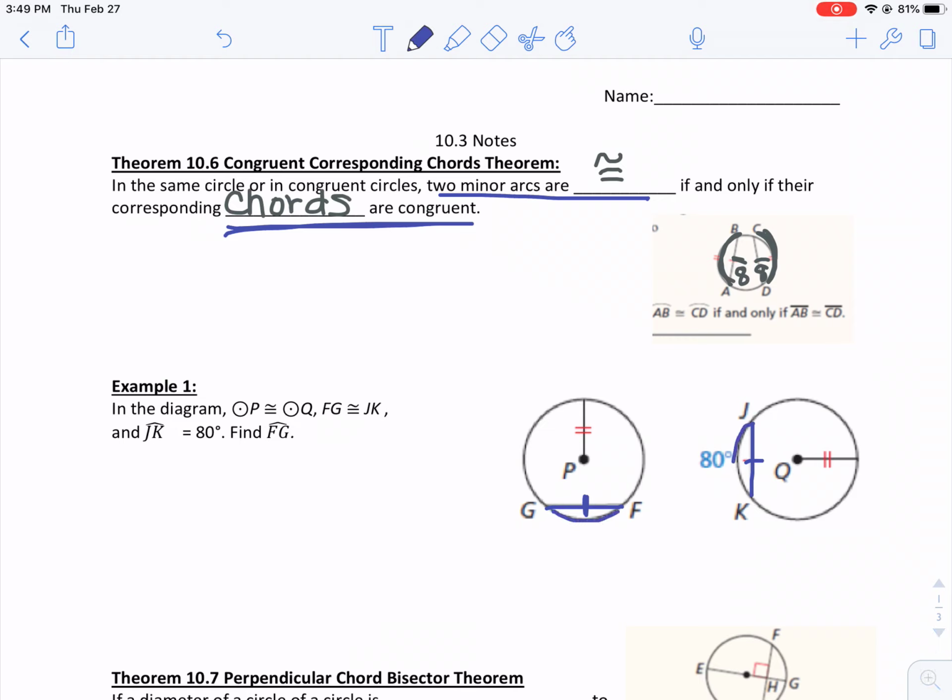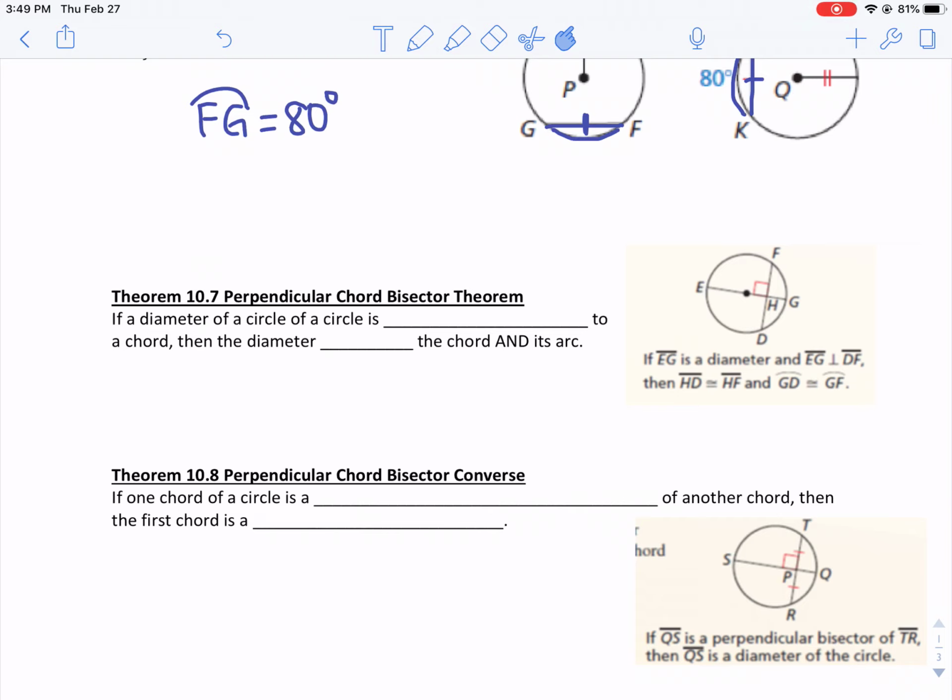Okay, so we're going to move on to another theorem. The next one is called the perpendicular chord bisector theorem. It says if a diameter of a circle is perpendicular, so that means it's going to intersect to make a 90-degree angle, to a chord, then the diameter bisects both the chord and its arc. So that's a lot of fancy words.